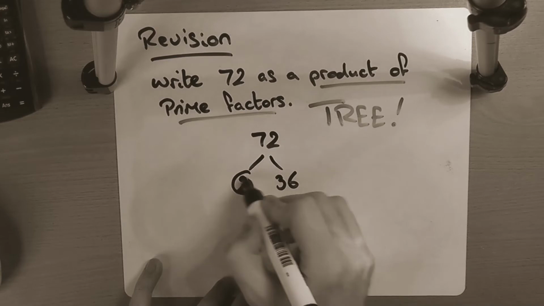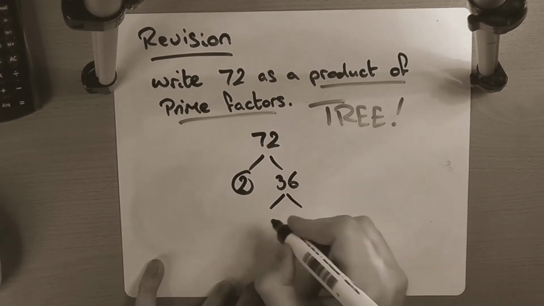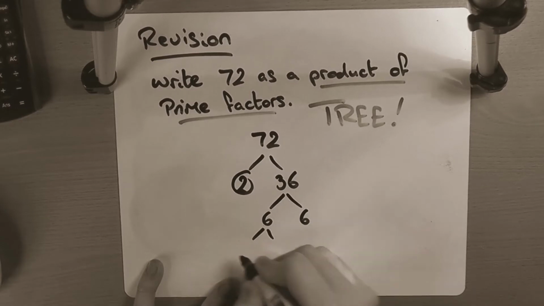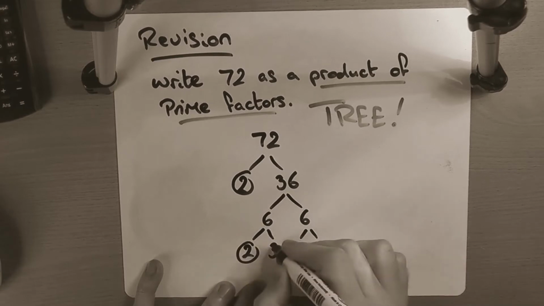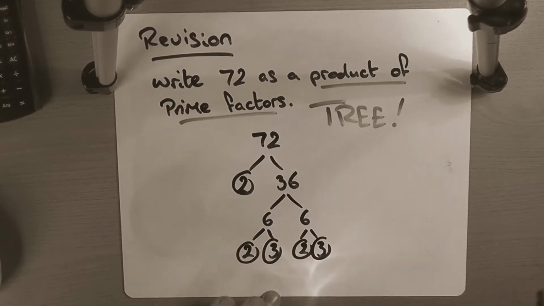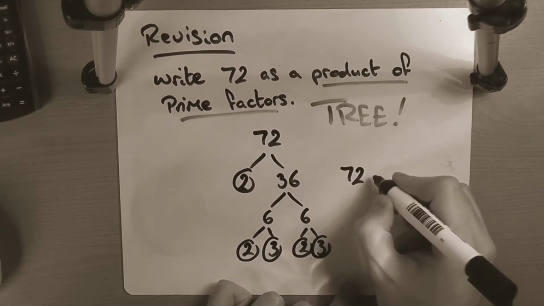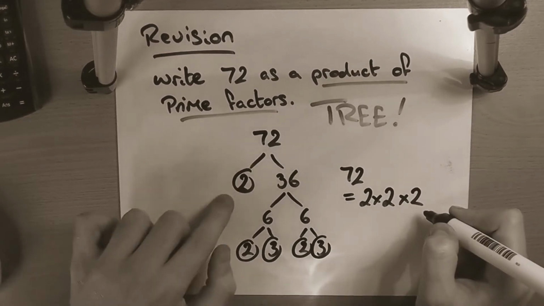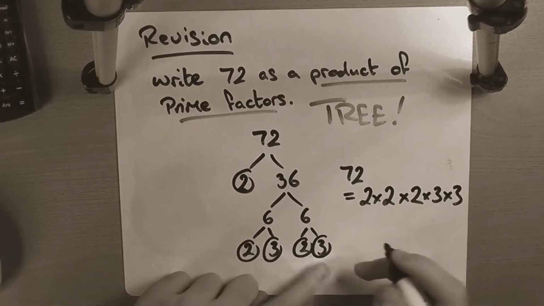Now the 2 is a prime number, so we're going to circle that because there's nothing else we can do with that. We're not interested in that anymore. But the 36 isn't, so we can split that. Why don't we split that into 6 and 6? Neither of which are prime numbers, but this 6 here we could split into 2 and 3, and this one here we could split into 2 and 3. And in each case, 2 and 3 are prime numbers. What we've done is we've reached the end of every branch. And the final step would be to write down 72 is equal to 2 times 2 times 2, times 2 times 2, times 3 times 3.